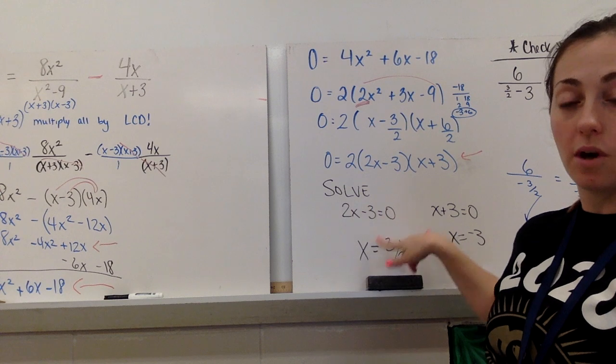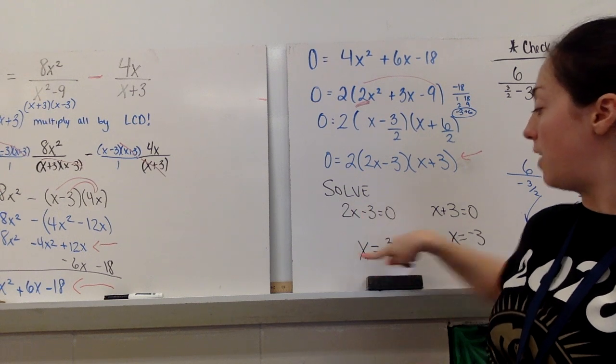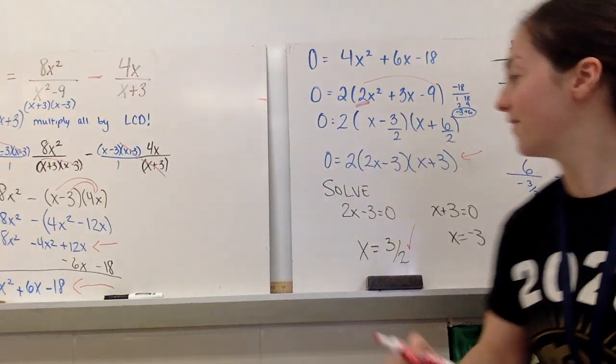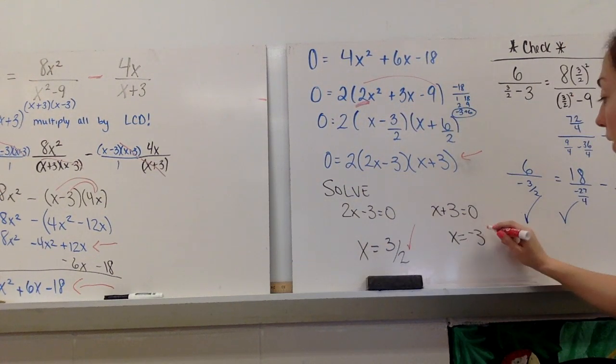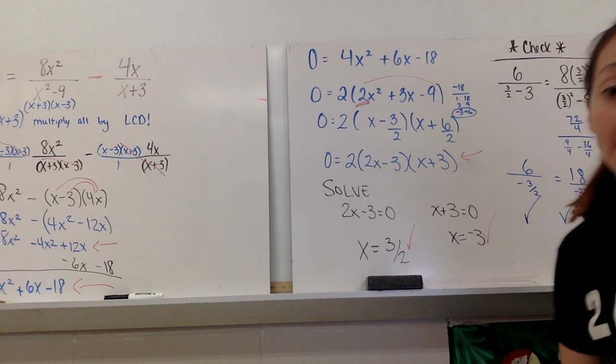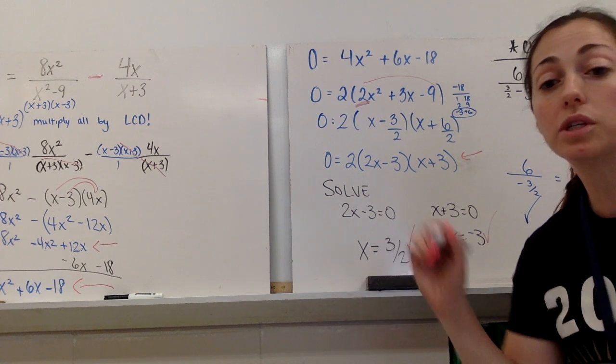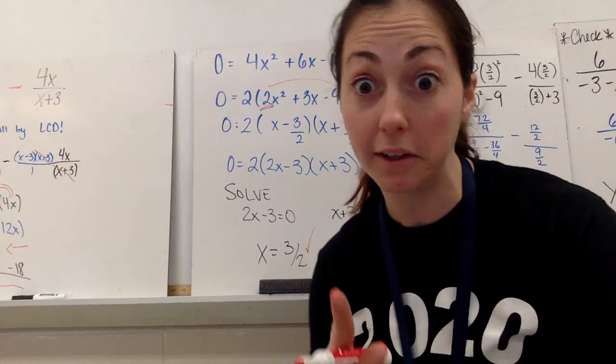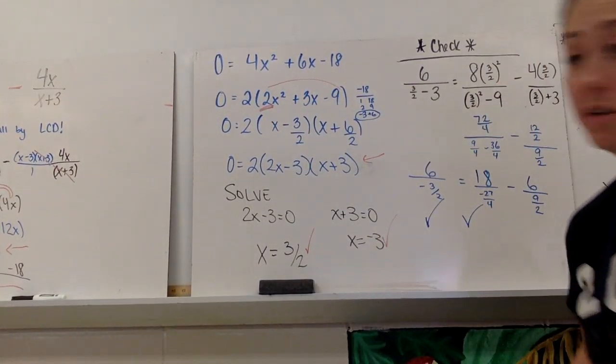And then from here, we solve, right? We add 3, we divide by 2, and you get 3 halves. Here, you subtract 3, and you get x equals negative 3. And that looks like your two solutions. This is usually where we would circle. But I'm telling you that one of these won't work. Maybe both, but I'm telling you one won't. So you've got to plug them in.